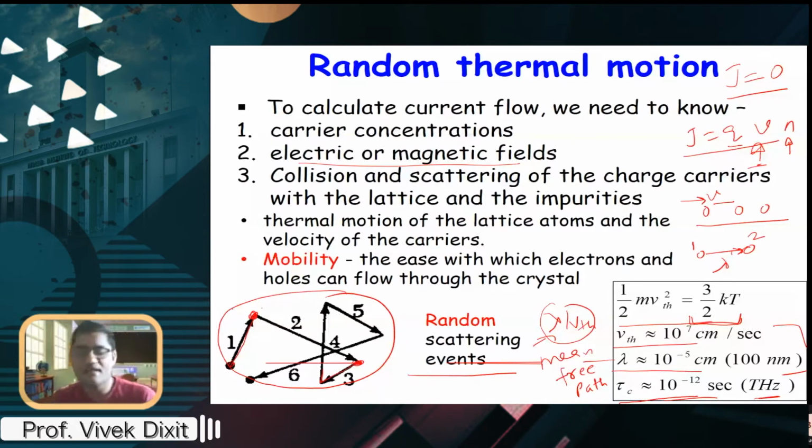So this is the random thermal motion of the carriers. You notice here the velocity is already quite high. The thermal velocity is already quite large.